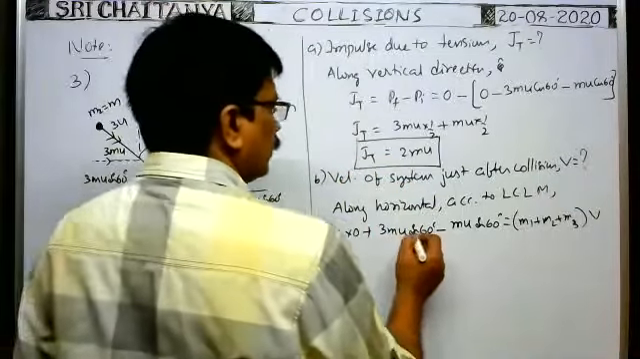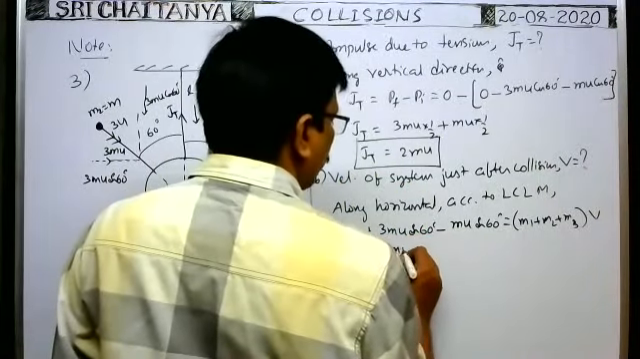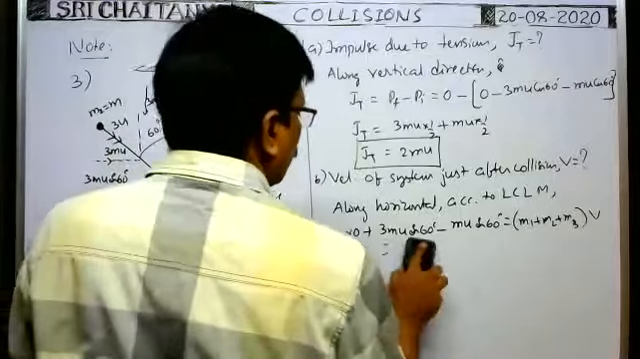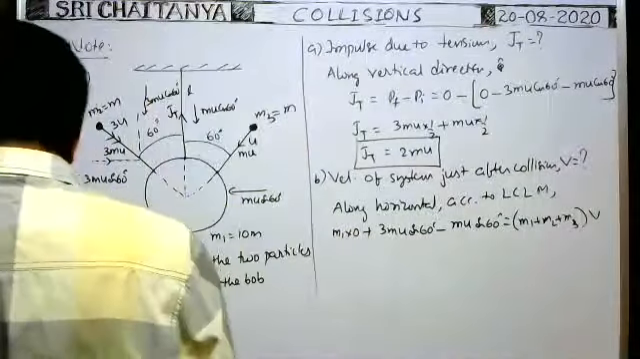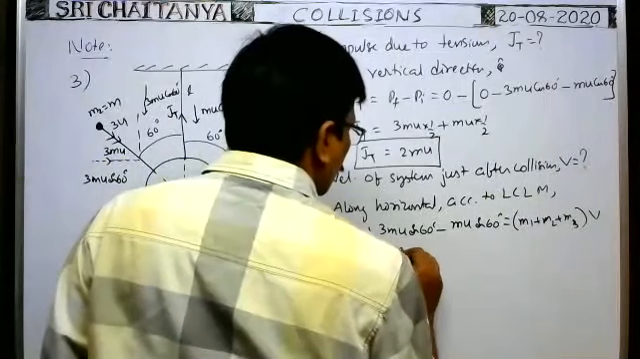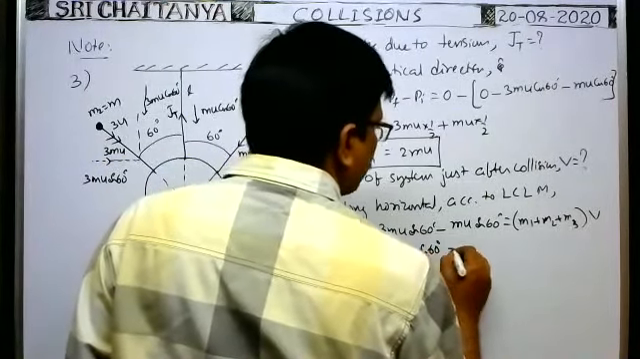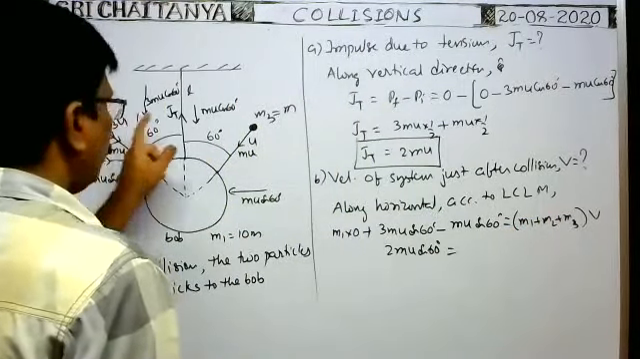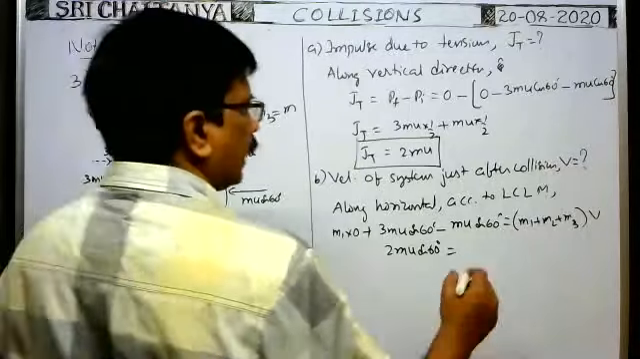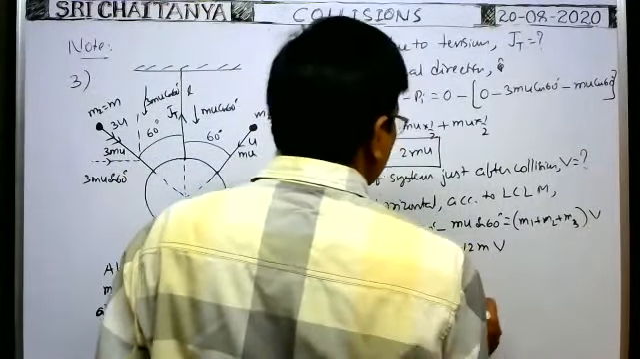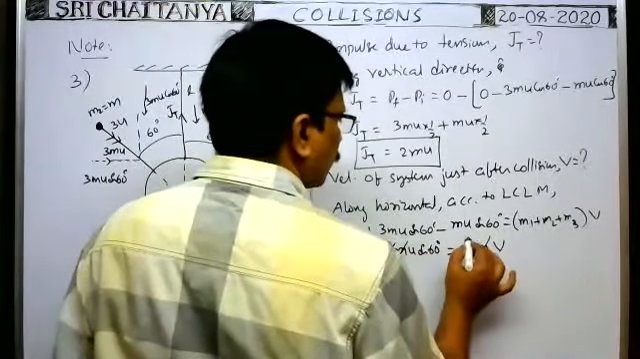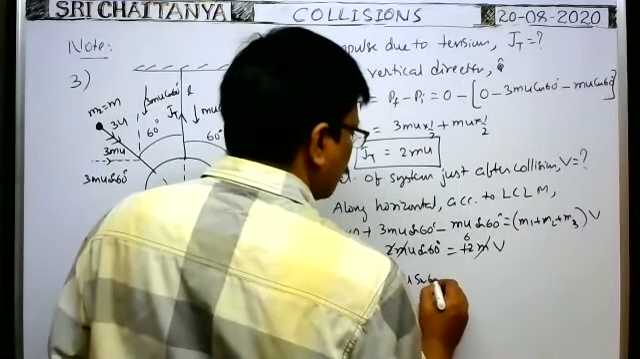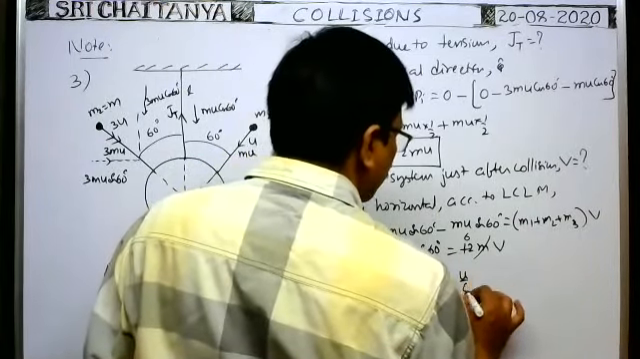We have to find 3 mu sin 60. That means 3 mu into root 3/2. Of course, here we can simplify them first directly. So 3 mu sin 60 minus mu sin 60 means 2 mu sin 60, no? 2 mu sin 60 is equal to (m1 + m2 + m3) v. m1 means 10m, plus m, plus m, that means 12m. 12m into v. Here m cancels, 2 and 6. Therefore, v is equal to u sin 60 by 6. That is equal to u by 6 into root 3/2.